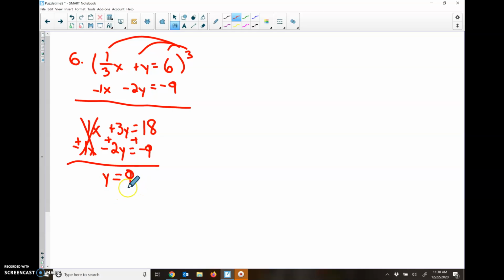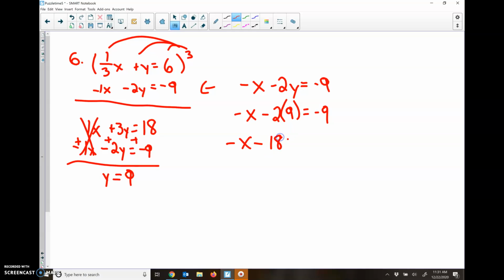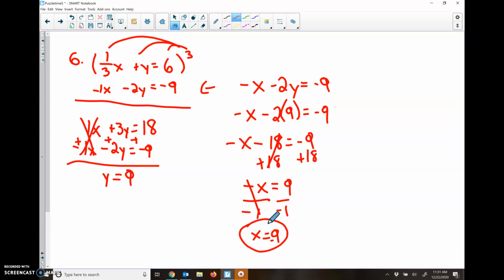All right, so now that I figured out y is 9, I'm going to plug that in, let's say the bottom one. I don't want to mess with fractions. So I have negative x minus 2y equals negative 9. So negative x minus 2y, I know y is 9, so I'm going to put a 9 in there. Equals negative 9, lots of 9s here. So 2 times 9 is 18. So I'm going to add 18 to both sides since it's a negative 18. So I get negative x equals positive 9, and then divide by negative 1 to get rid of that negative. So I get x equals a negative 9.